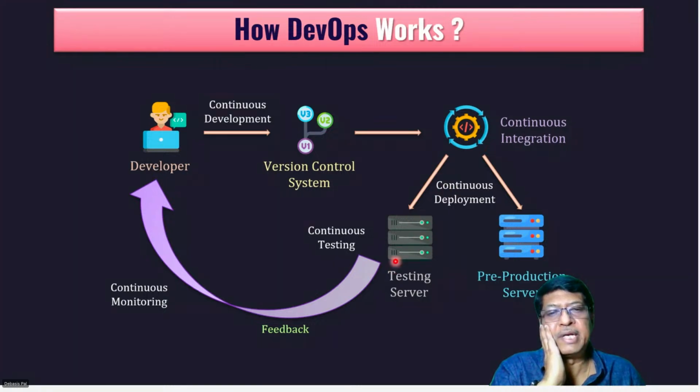The testing team will test again. If everything goes right, it will again go to pre-production. Again there will be a UAT, and this process keeps on continuing.